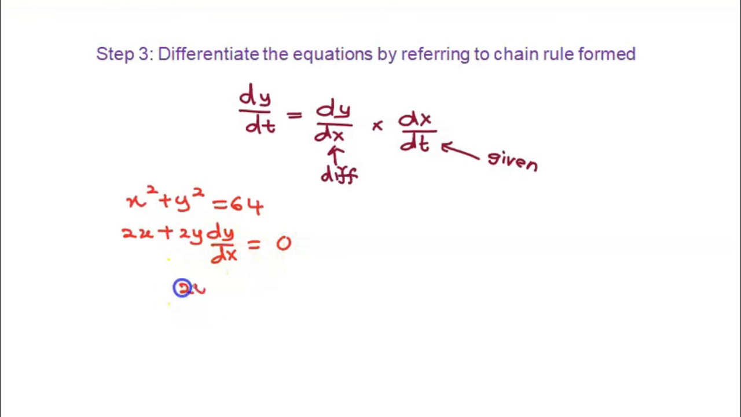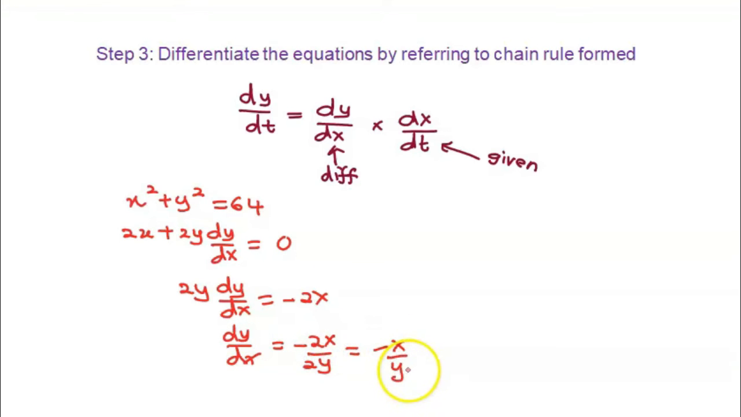Hence, 2y dy over dx can be written as negative 2x. Next, dy over dx can be written as negative 2x over 2y, which simplifies to negative x over y.